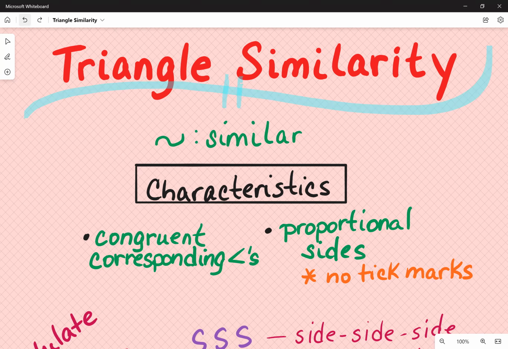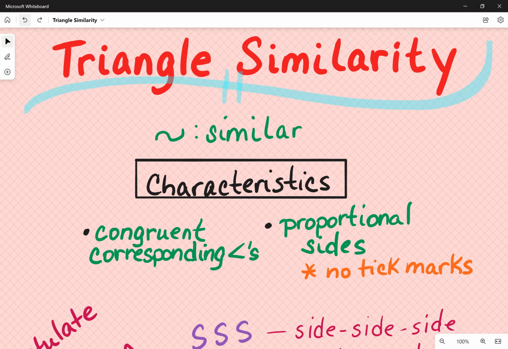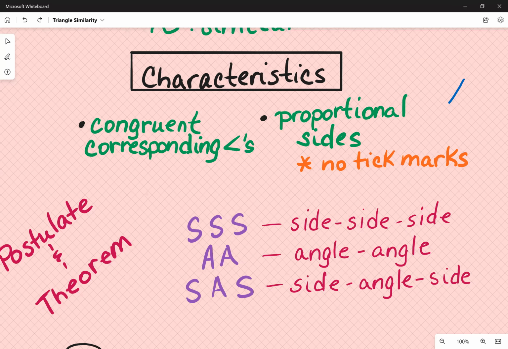The characteristics are, if I have a triangle, I want to make sure that the sides are proportional, which means that I'm not going to see tick marks. I see tick marks when there's a congruent triangle. I'm also going to have corresponding angles that are congruent. So again, just to refresh your memory, a tick mark are those little marks on the side that indicate that sides are actually congruent. We will not see that if we're dealing with triangle similarity.